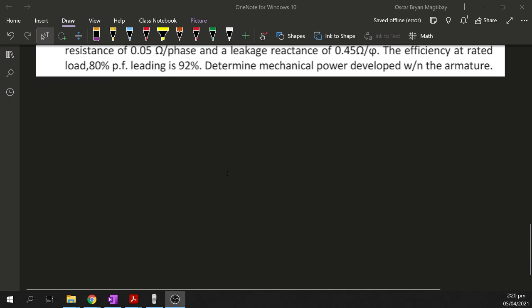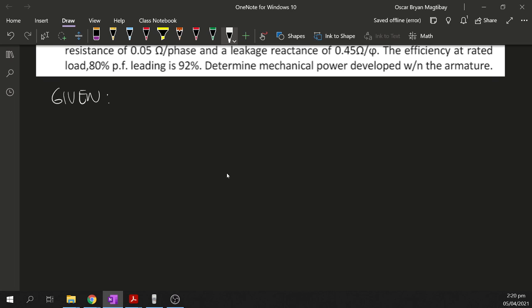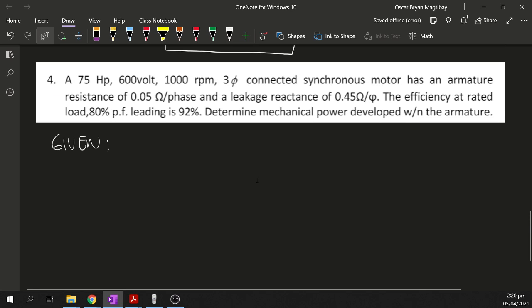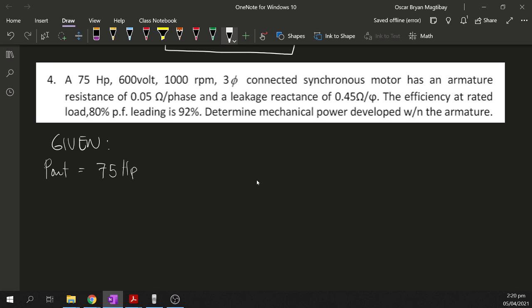So, paano natin atakihin itong problem na to? So, given, yung 75 horsepower natin dito is our P out, or the rated power output. So, this is 75 horsepower. Yung 600 volts natin is VL. And this is a Y connected. Pag hindi given kung anong connection, it is considered to be Y connected. 3-phase.